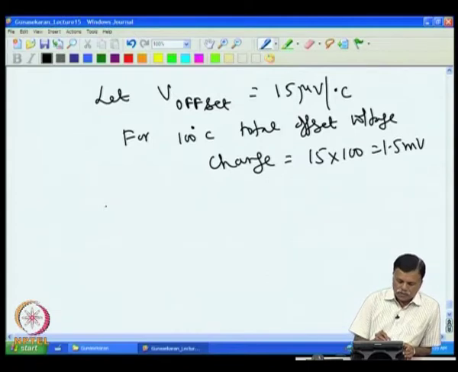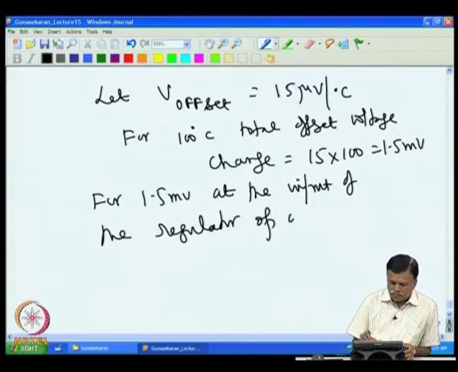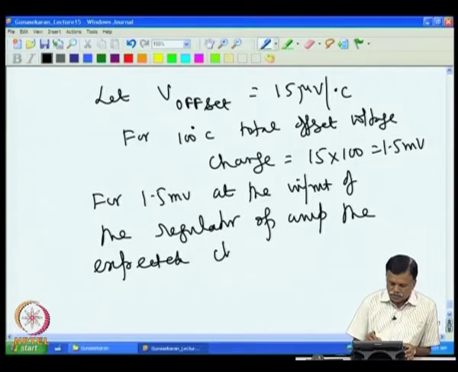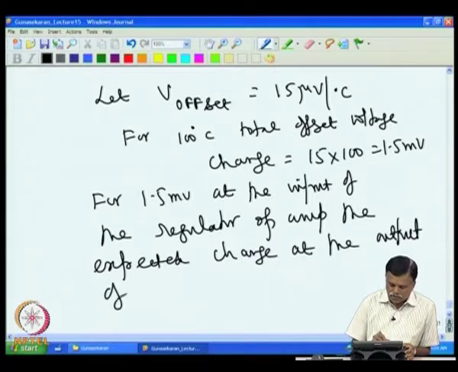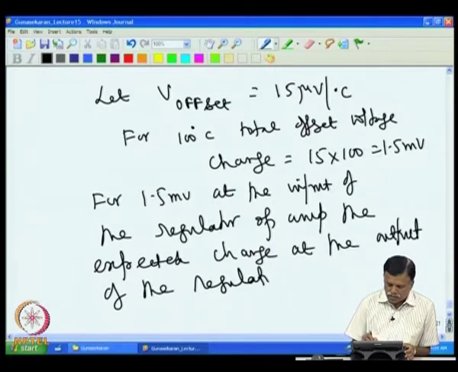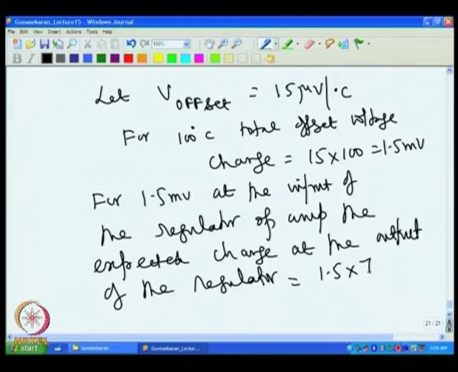Then for a 1.5 millivolt change at the input of the regulator op amp, the expected change at the output of the regulator is equal to 1.5 millivolt into 7 by 5, that is our resistance multiplication factor, that is the R1 and R10 contribution. That actually comes to 2.1 millivolt.